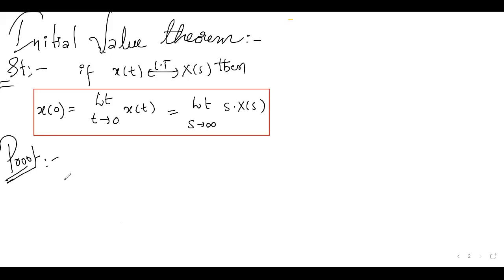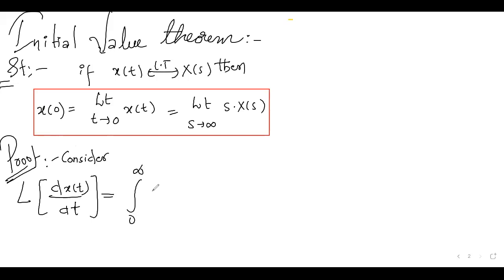To prove this, we are going to consider the Laplace transform of dx of t by dt. From the definition, this Laplace transform is from 0 to infinity, since we are considering the one-sided, unilateral Laplace transform, or the signal is assumed to be a causal signal. Causal signal means it exists only from 0 to infinity onwards. Initial value itself is 0. Signal multiplied with kernel.